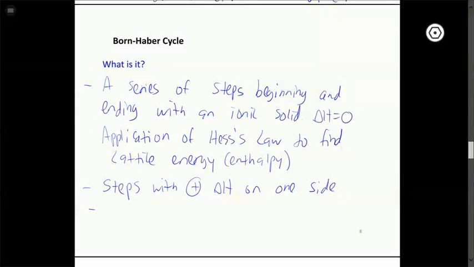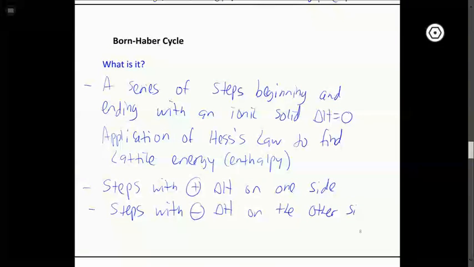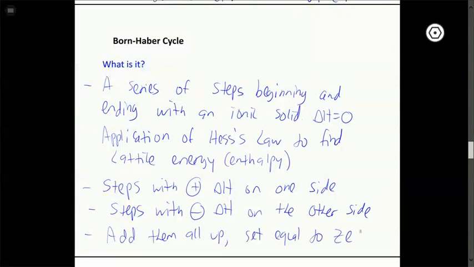So the steps that have a negative delta H, the exothermic steps, are going to be arranged on the other side. And because we're starting and ending at the same place, when we add all of them up, they have to equal 0. Positive delta H is endothermic, negative delta H is exothermic. So we're going to have both types of steps involved, and the sum of all those, again, has to be equal to 0. That's the key concept here.